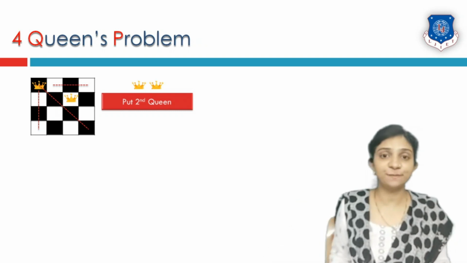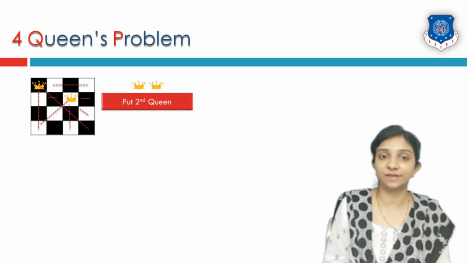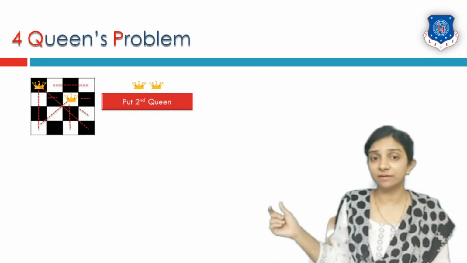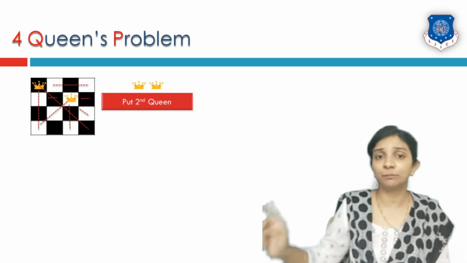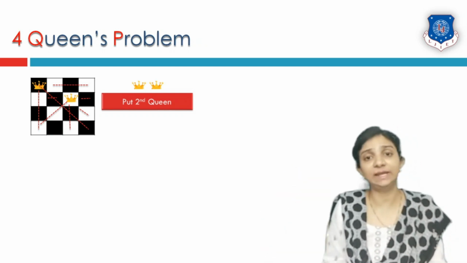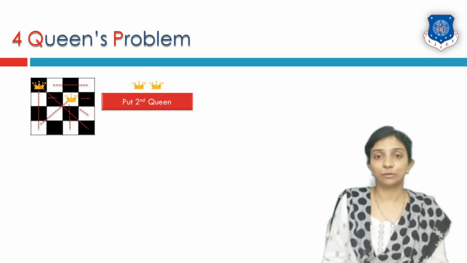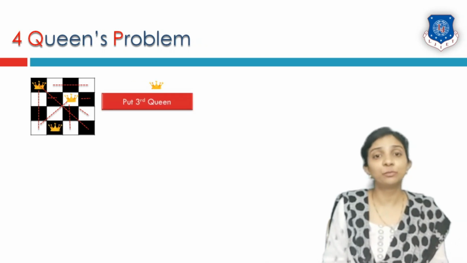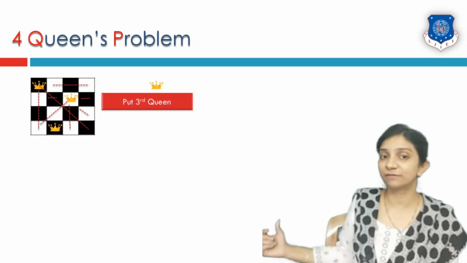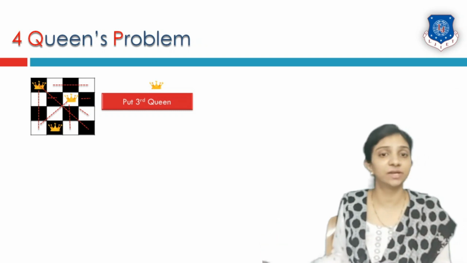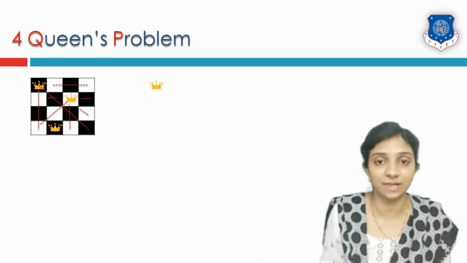So an empty space for queen number 2 is this. If I put queen here, the row, column and both those diagonals will be in attacking position. So are there any space to put third queen? Yes, there is one empty cell.